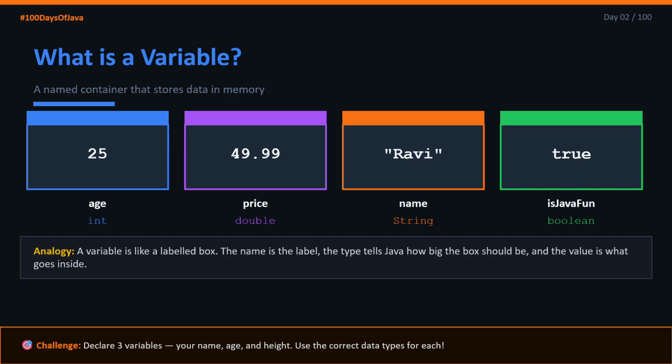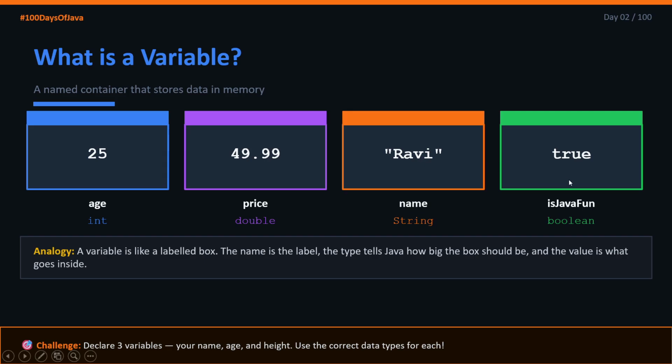So what exactly is a variable? Simply put, a variable is a named container that stores data in memory. Think of it like a label box. You give the box a name, you tell Java which type of data goes inside, and then put the value in it. For example, age stores 25, price stores 49.99, name stores Ravi.